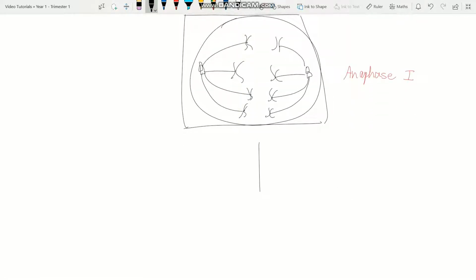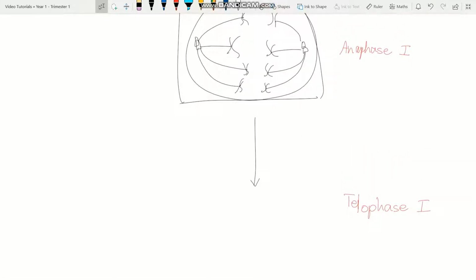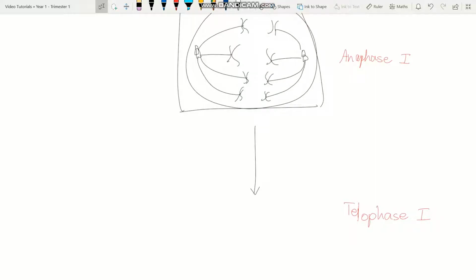Now, after anaphase, we have telophase. The main difference between telophase in meiosis 1 compared to mitosis is that, unlike in mitosis, when the nuclear membrane and nucleolus reform, in telophase in meiosis, the nuclear membrane and nucleolus do not reform. Instead, the genetic material that is arranged in the chromosomes essentially just relaxes a little bit. It's kind of like a stage where the cell just takes sort of a break and gets ready for the next stage of meiosis.